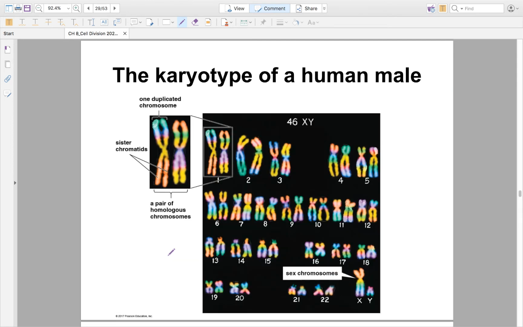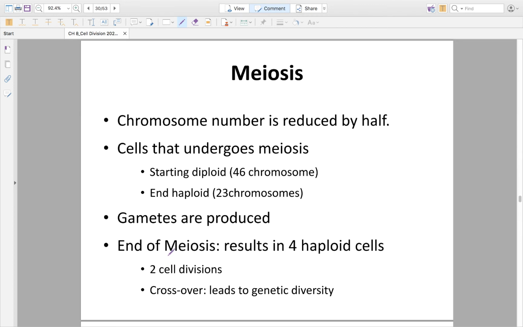Now, we know that if a cell is going to enter the cell cycle, it's going to have to duplicate all of the chromosomes, right? So that happens in meiosis as well. So we're going to talk about meiosis. The whole purpose of meiosis is to produce gametes. But it's important to understand all of the steps, and not just that, we need to understand exactly what's going on. So let's go ahead and start.